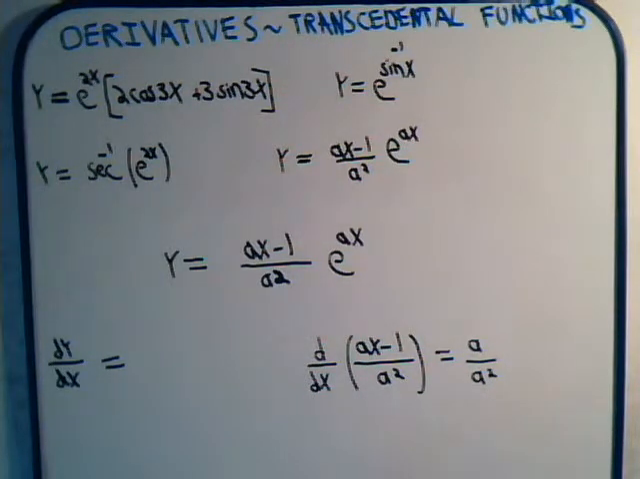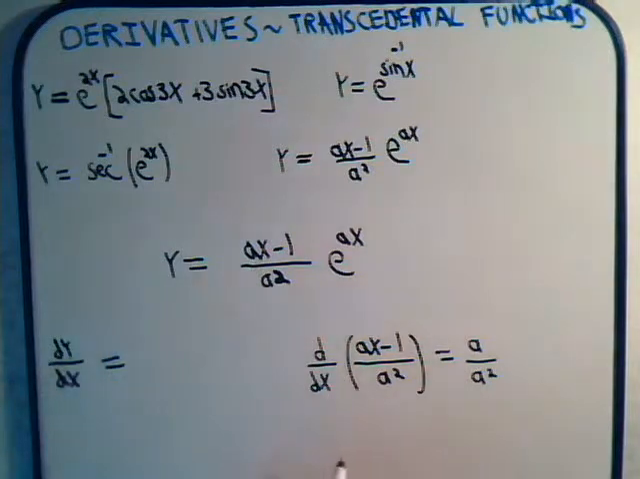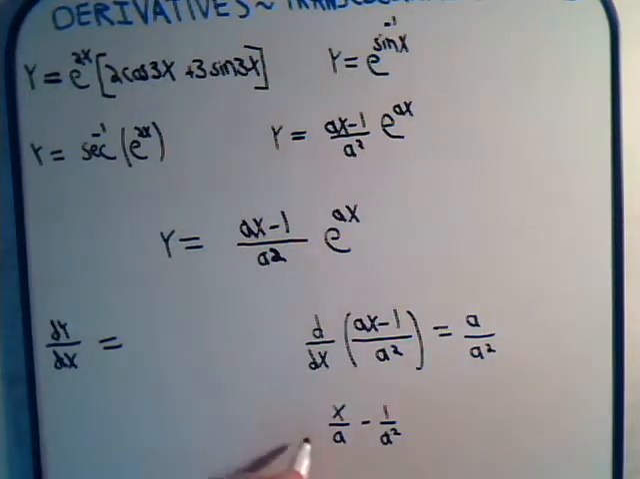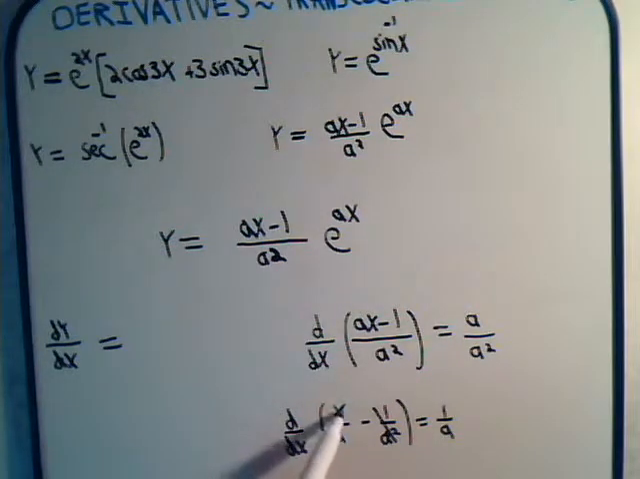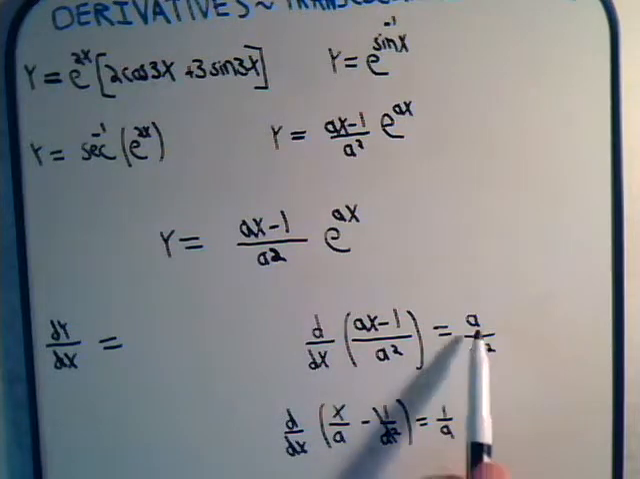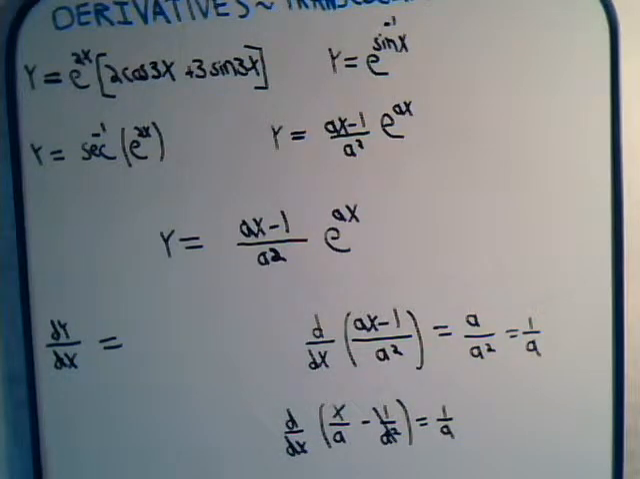Now, if you're not convinced of that, here we have ax minus 1 divided by a squared. Let's divide by a squared then. So we'll have x divided by a, minus 1 over a squared. Now we're going to take the derivative of this. That's going to be 0, of course. And here we have x over a, so that would be 1 over a times dx/dx, which is 1. So 1 over a. Here it says a over a squared, which of course equals 1 over a. So it's the same either way.